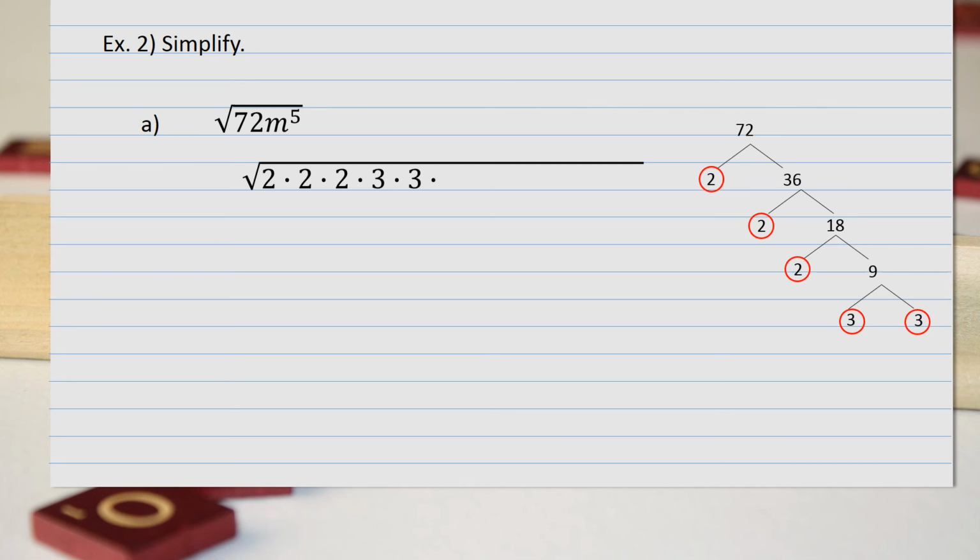Now we focus on the variable. M to the 5th really means what? Well, it means m times m times m times m times m. It means m times itself that many times. Now that all the factors are written under the radical, let's look to our index. Because we do not see a specific value, it's understood to be an imaginary 2. So take a moment to find all your sets.